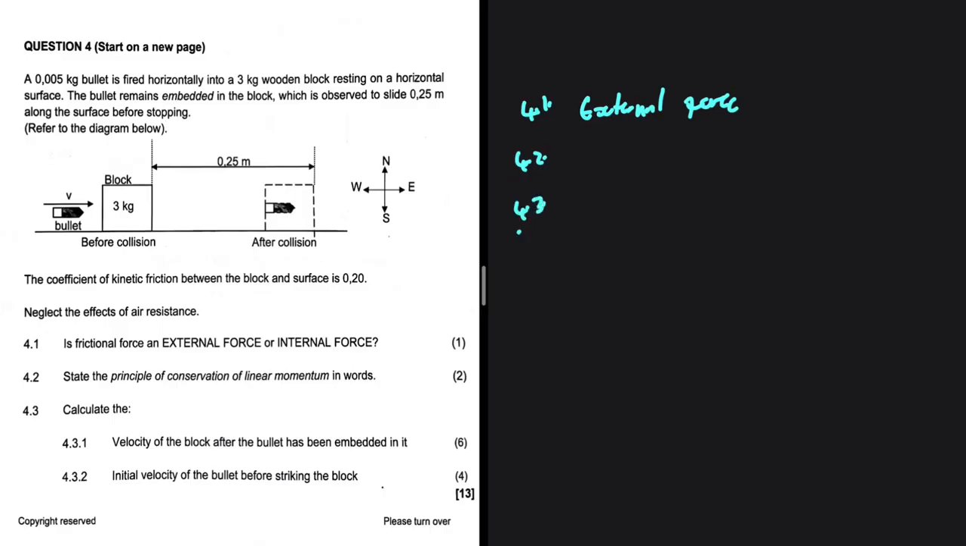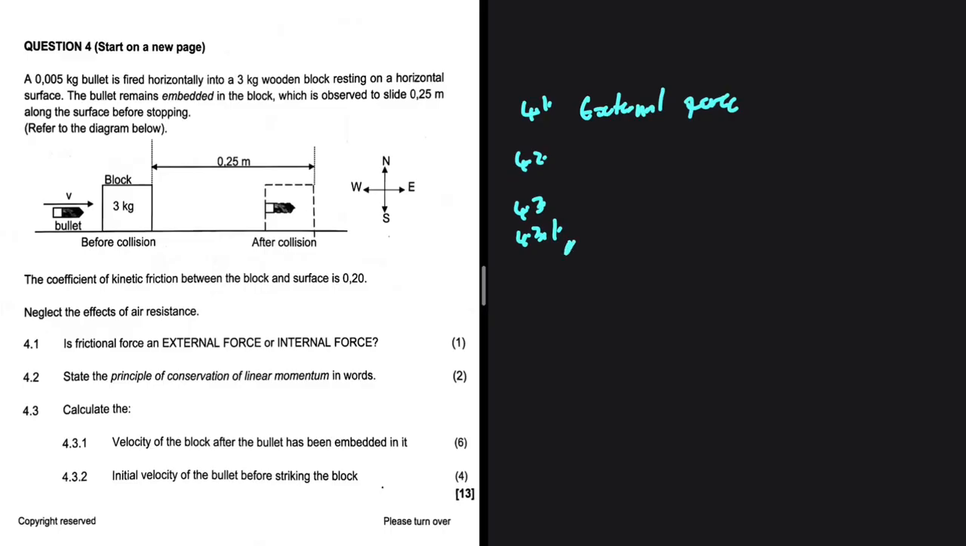What about 4.3 and 4.3.1? In 4.3.1, we're supposed to calculate the velocity of the block after the bullet has been embedded in it. There's a frictional force between the block and the surface, so we cannot use the conservation of linear momentum. I'm not so sure what we're going to use, but I know that when I write the variables down, the approach is going to reveal itself. So let's jot down the information we have and see which route we can take.